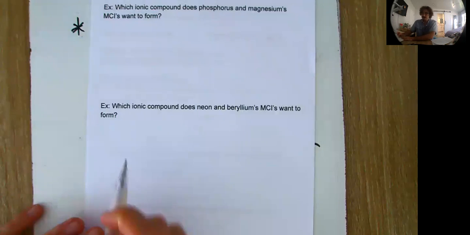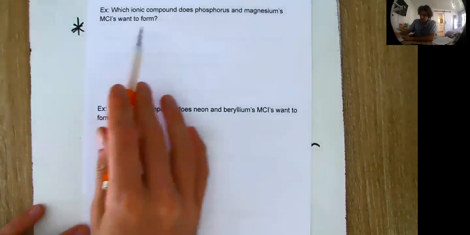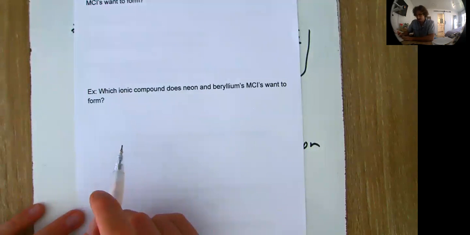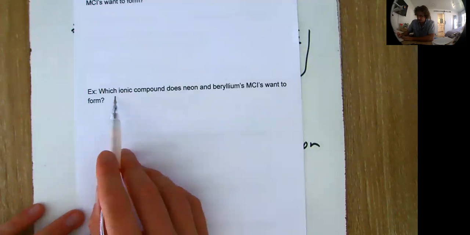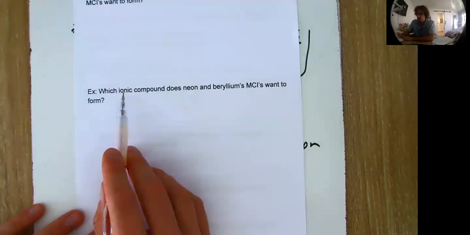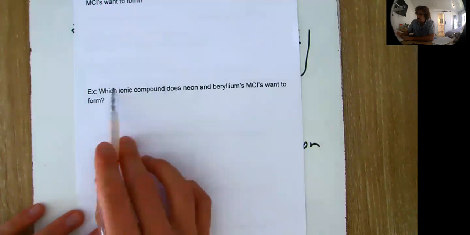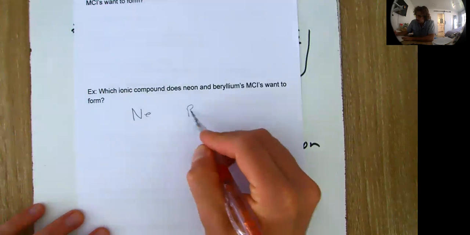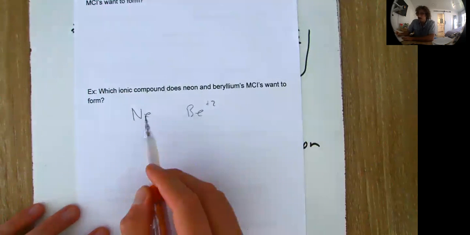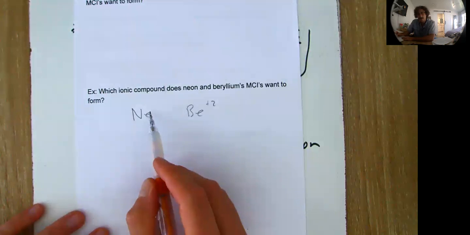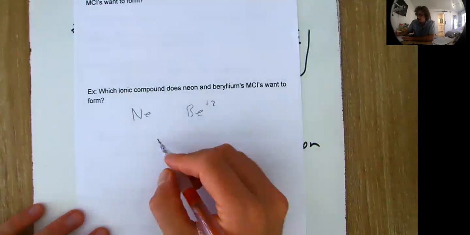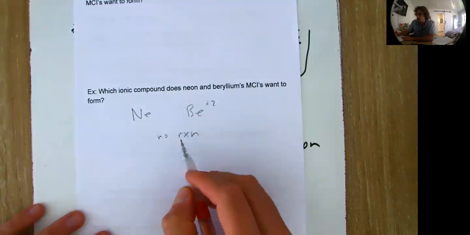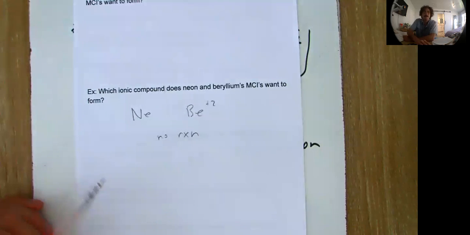All right, we're going to skip down to the second example because I'm pretty sure we already did this in the last video too, but I just want to drive the point home about different things that could happen if an ionic compound forms or not. So which ionic compound forms? Well, we've got neon and we've got beryllium. What's the charge on neon? Neon doesn't have a charge. It's a noble gas. So that's when you can write no reaction. RXN is the shorthand version for reaction.